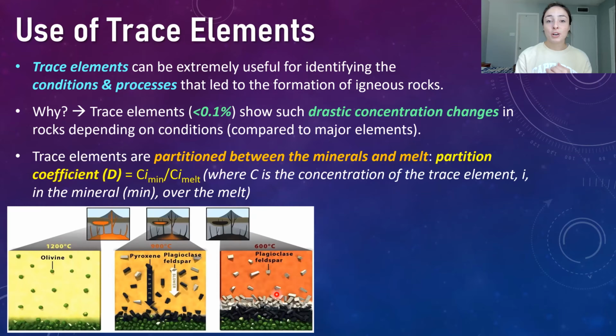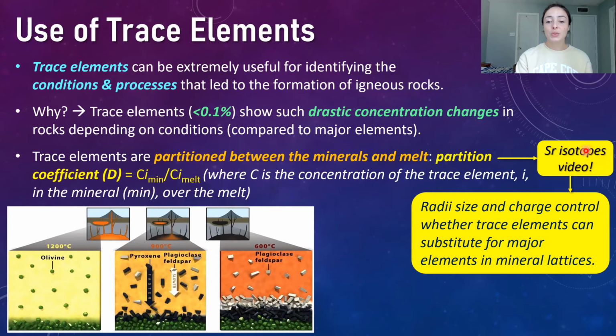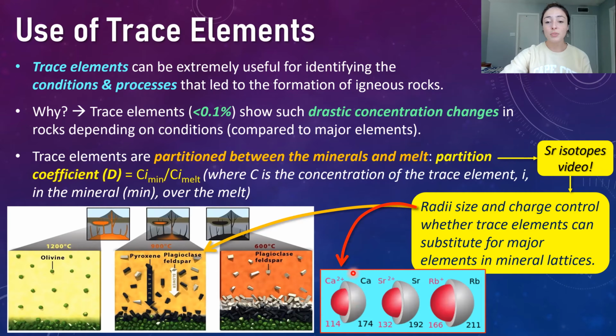And the trace elements are partitioned between the minerals and the melt, giving us an idea of how to calculate how much trace element is incorporated into the crystal versus the melt. So this just means we can calculate the partition coefficient, or D, which is the concentration of the trace element i, Ci, in the mineral, over that of the trace element in the melt. And we talked about this partition coefficient value in the strontium isotopes video, and we talked about in that video that the radius, size, and charge of the trace element controls whether that element can substitute for major elements in the mineral lattices.